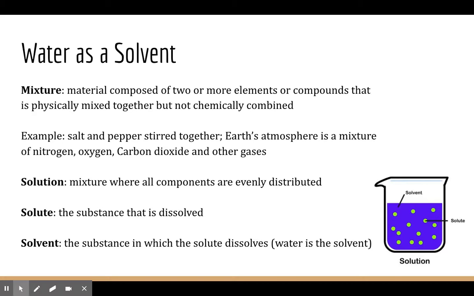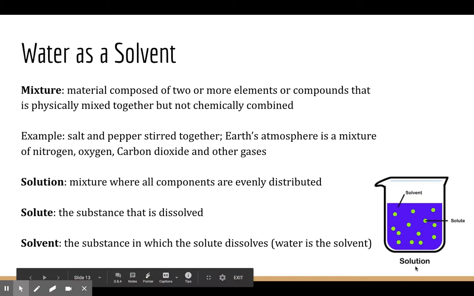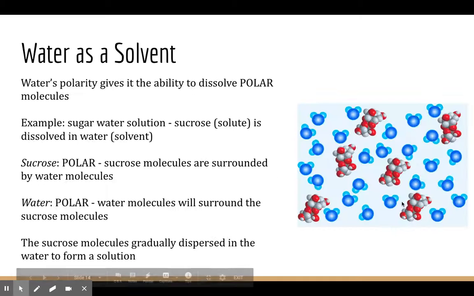So if we have a solution that contains water and salt, for example, salt is being dissolved into water. Salt is our solute, and the solvent is what is dissolving the salt. Water is dissolving the salt. Water is the solvent. Here's a little graphic that shows a solution, and it's pointing to the solute and the solvent. For our last slide, we're going over water.